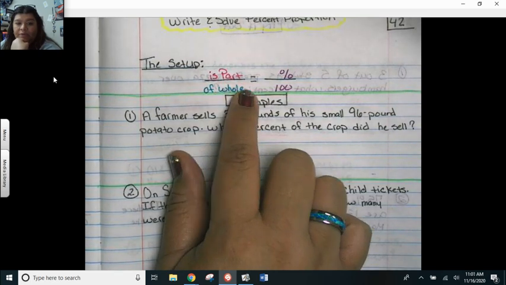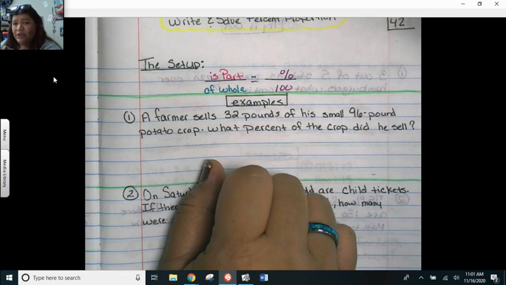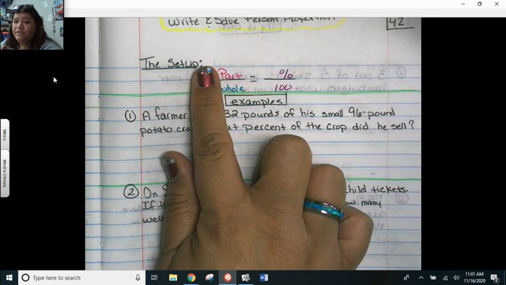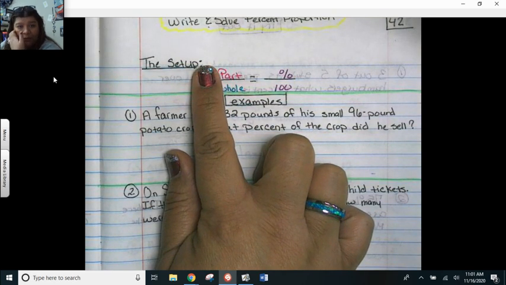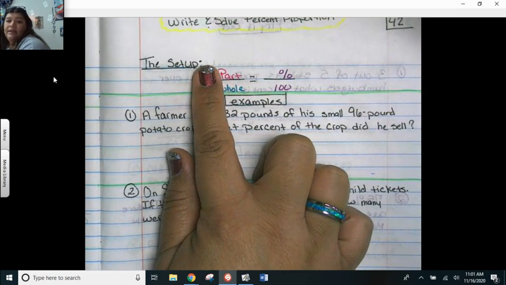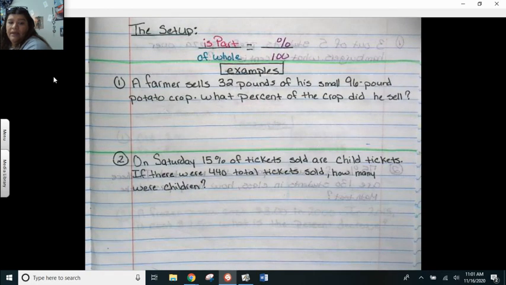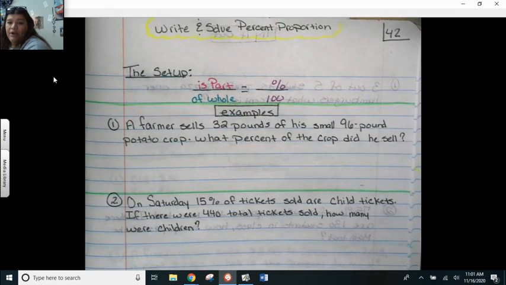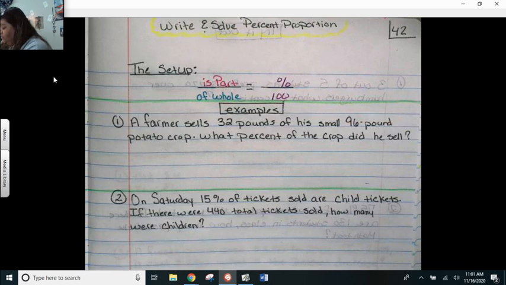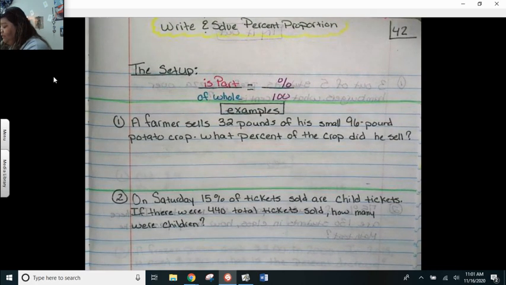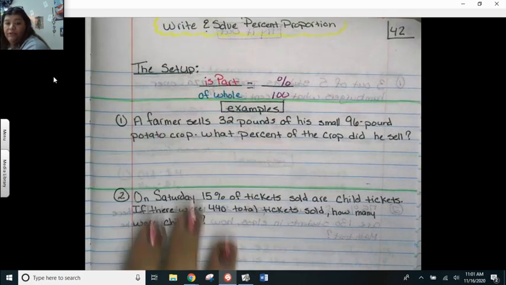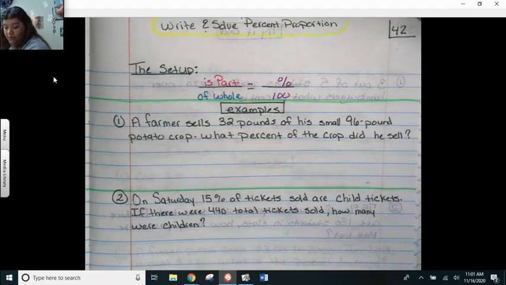Is part of whole equals percent over 100. But since they're word problems, we're going to be pretty much using the part to whole. Part to whole. All right. You can go ahead and press pause and copy this down if you want to. I have a couple more examples down here, but go ahead and copy what you can down, press pause, and then press play when you're ready.